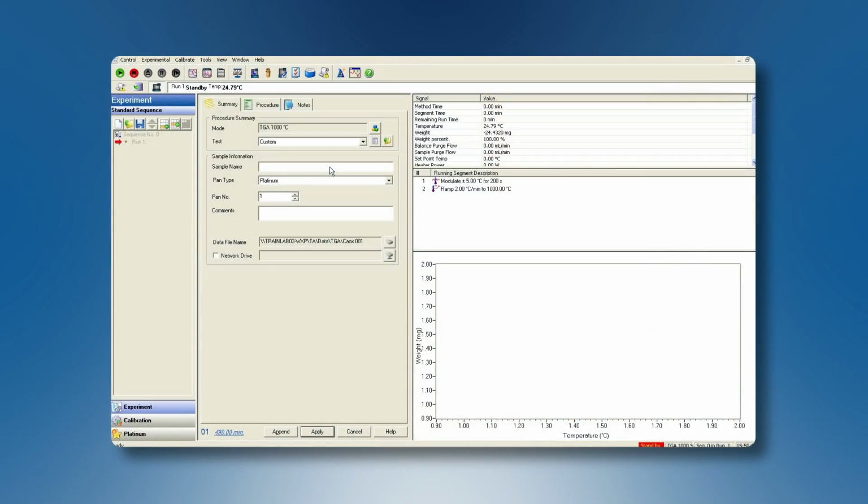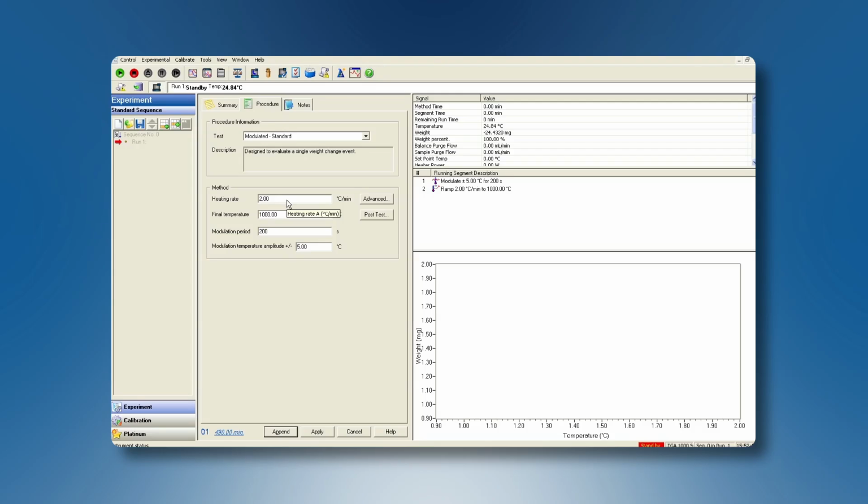After taring an empty pan, you're ready to prepare your experiment. First of all, you have to change the test mode into modulated. Then you can fill in your sample information. Now you have to choose your parameters.